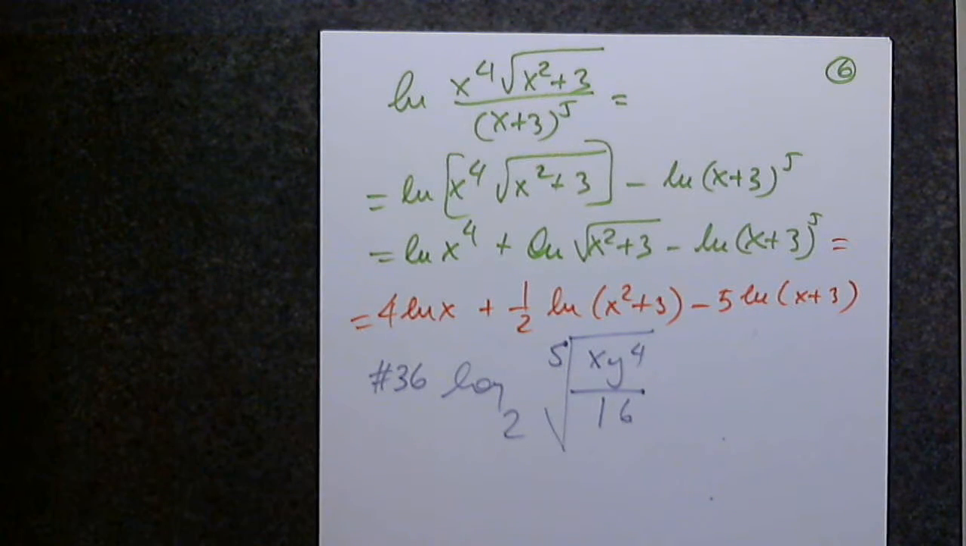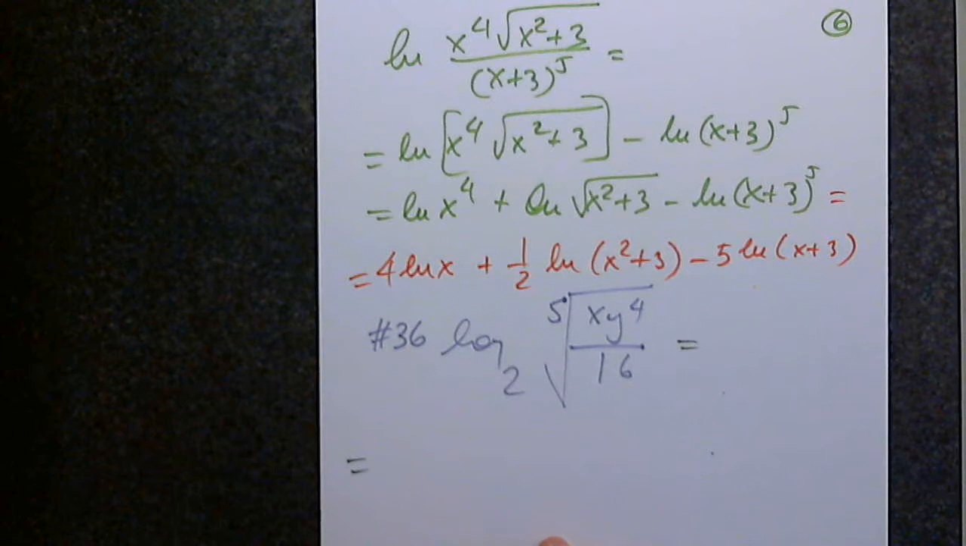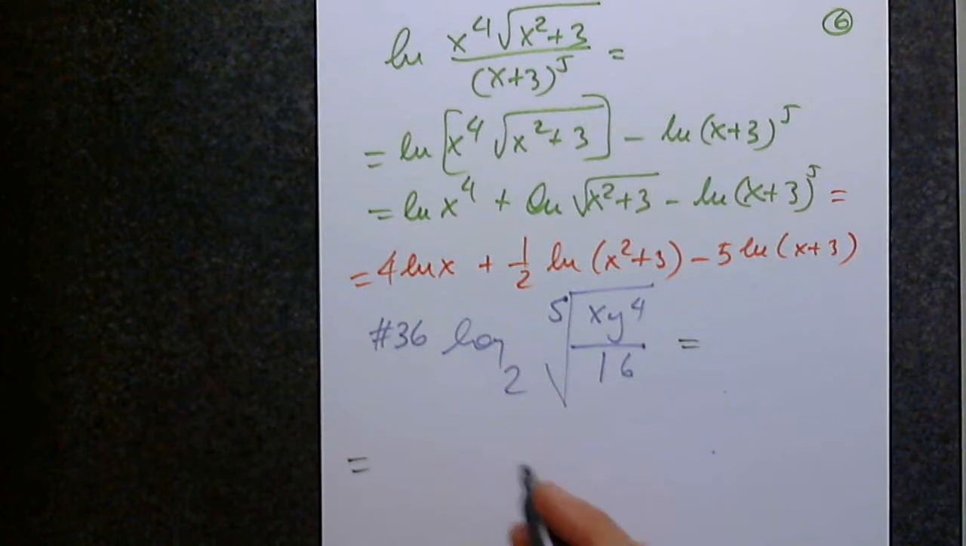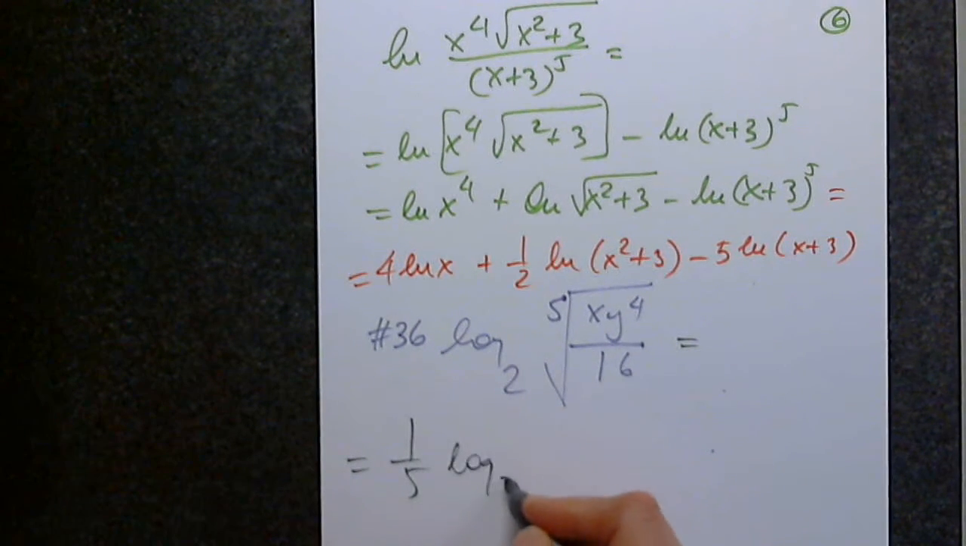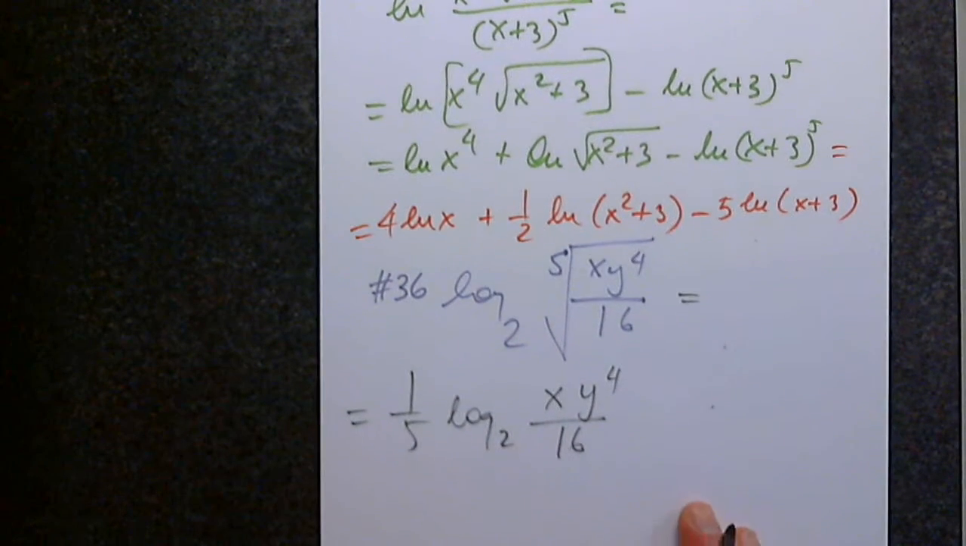Right. Okay, what is the first step? I need the power out first. 1/5, indeed. Log base 2 of x y to the 4th over 16. Excellent. Now we keep 1/5 outside. Let it wait for now. Let's identify how many factors we have at the top.